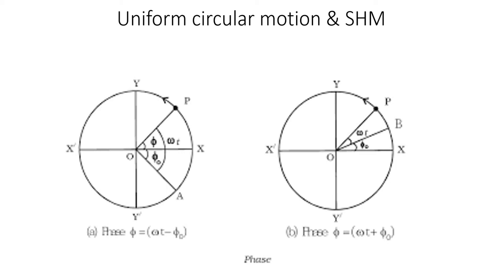In this other case, initially the object is at position A, so phi 0 is downward. After some time it reached position P, that angle is omega t. So in that case the phase will be omega t minus phi 0, and in the second case the phase is omega t plus phi 0. Okay, in both cases the rotation is shown as anti-clockwise, and normally we consider anti-clockwise direction as positive.